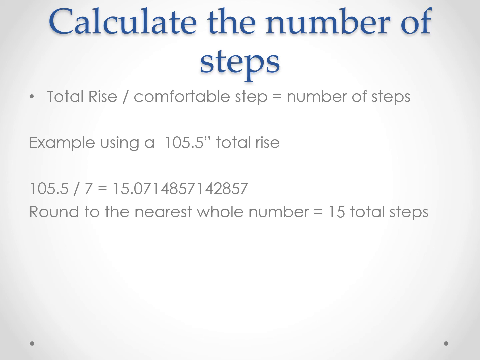So in this example, we're going to use a total rise of 105.5, or 100.5 inches, you could say. If we take that 105.5 divided by 7, we get a calculation of 15.07 and so on. It's quite a long number there. But the good news is we don't need to have that whole number. What we got to do is round that to the nearest whole step. And when we do that, we realize we're going to have 15 steps total. So again, in conclusion, what we did, we took the total rise and we divided it by a comfortable step. In this case, it's 7 inches. And that gave us the number of steps.